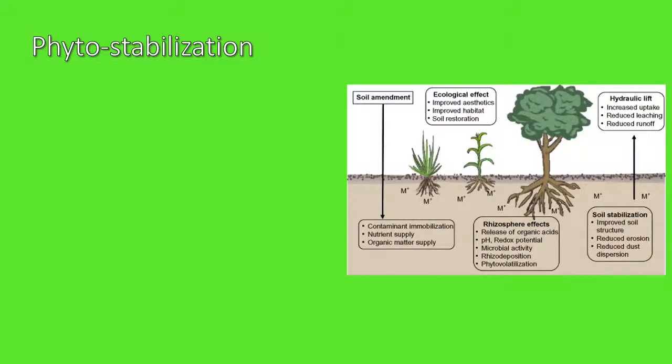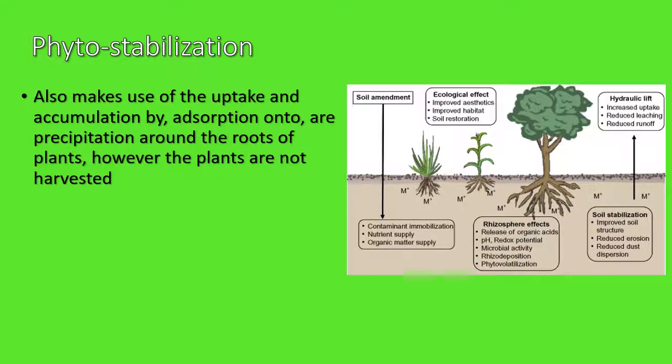So this next method is phytostabilization. Now phytostabilization, like the other methods we have described, also makes use of the uptake and accumulation by adsorption onto or precipitation around the roots of the plants.